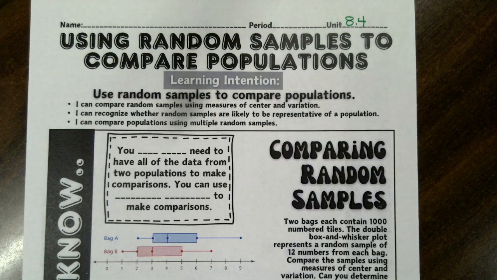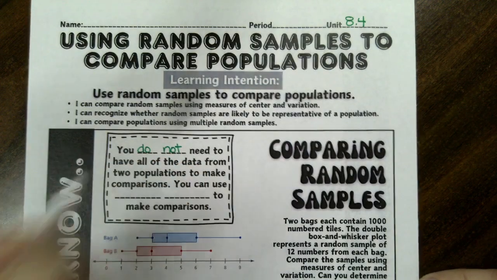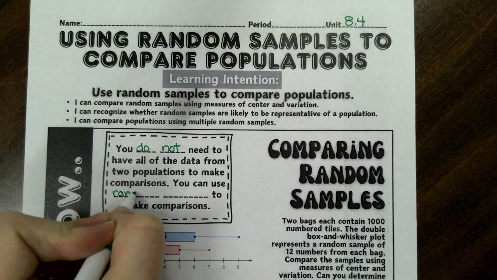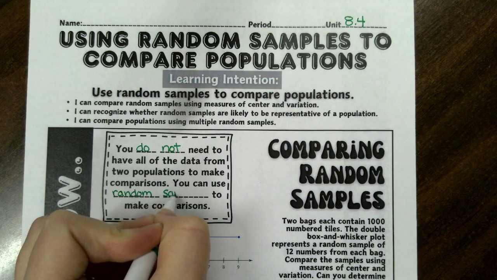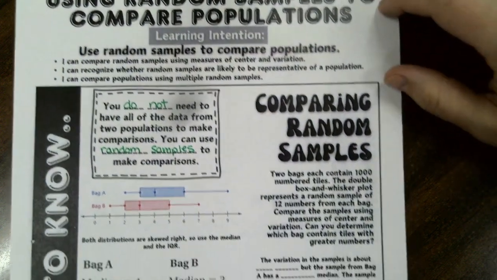All right, so here is just a little blurb to give you some information. You do not need to have all of the data from two populations to make comparisons, okay? That would be really time consuming and really hard when your populations are huge. So you do not have to have all the data from two populations to make comparisons. You can use random samples to make comparisons. All right, so that's what we're going to be talking about, is comparing the samples.